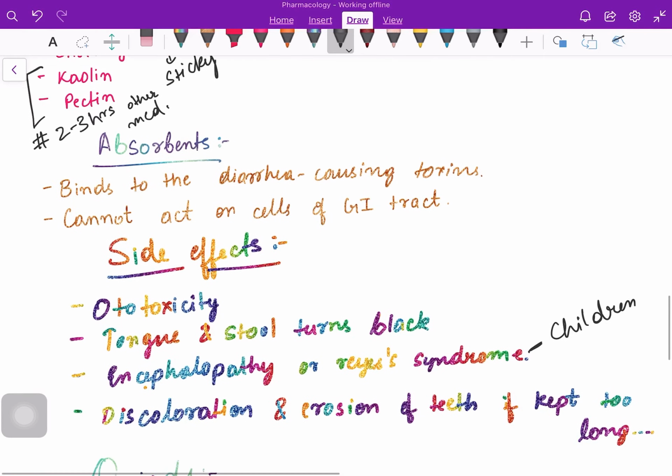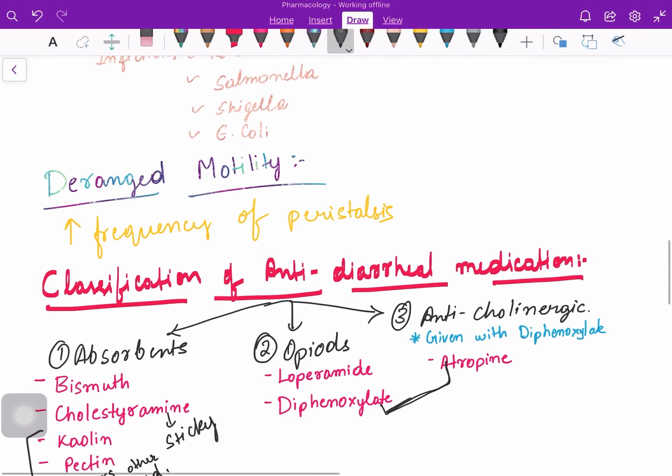Then the absorbents and even what is diarrhea.